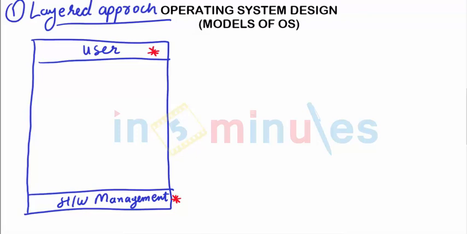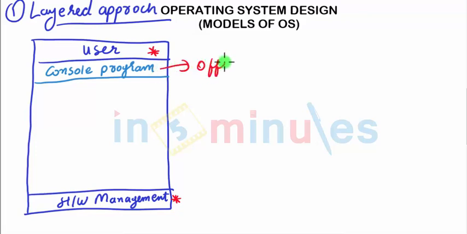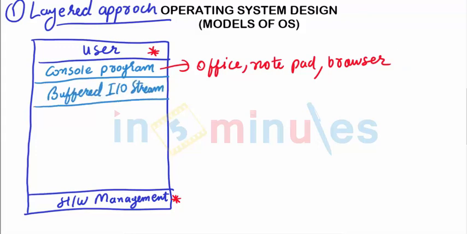The first thing the user would incorporate is a console program. Now, this can be any kind of console program which we have been using. This can be Microsoft Office, this can be Notepad, this can be even some browser. So any kind of program which will allow the user to interact and give its own need or question to the system.